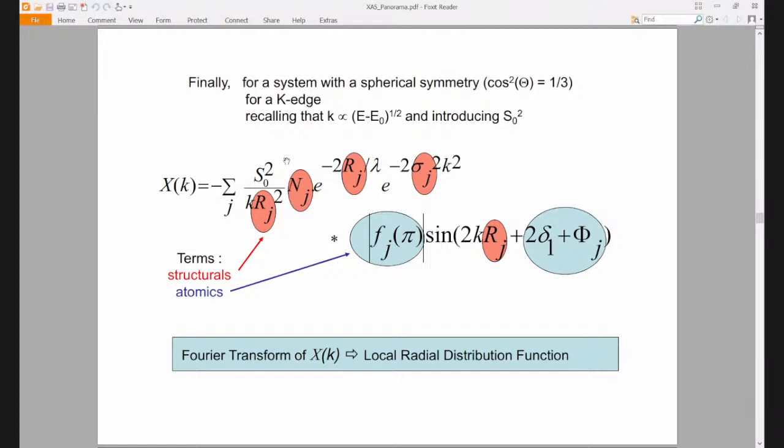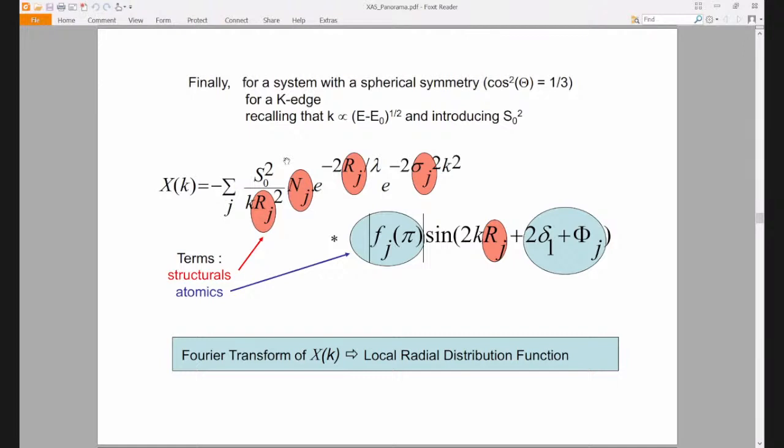Okay, but what is important is that if the phase is a linear function of the wave vector of the electron, I recall to you that in the end the electron is considered as a plane wave. In that case, it has a wave vector K, which is related to its energy, E equals K squared. If it is just a linear function of K, if you make the Fourier transform, you will have peaks at the interatomic distance, the true interatomic distance, shifted a little bit by the slope of the dependence of the phase with K. So you have a radial distribution function of your material, a little bit translated, with a peak at the first distance, a peak at the second one. That's what Stern, Sayers, and Lytle realized in 72.